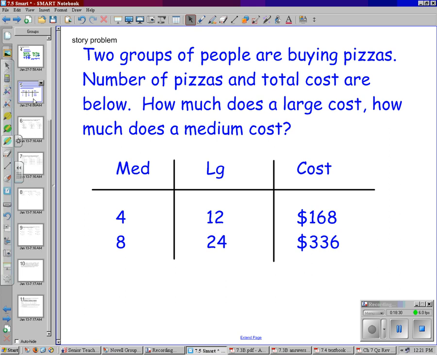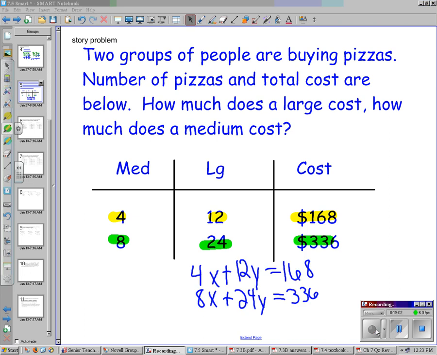Two groups of people are buying pizzas. The number of pizzas and the total cost are below. How much does a large cost and how much does a medium cost? Take a look at this information here. We've got 4 mediums and 12 larges, cost $168. And we have 8 mediums and 24 larges, cost $336. Could you come up with 2 equations with your partner right now for this system?